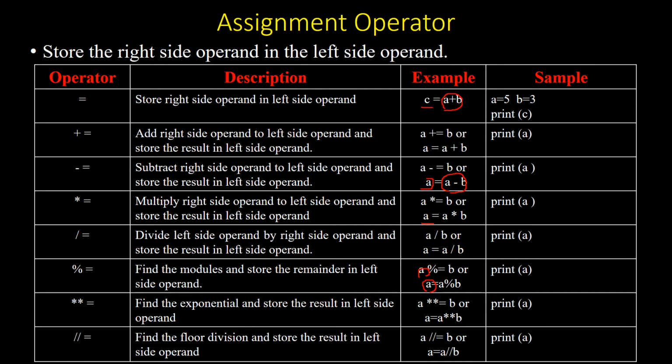Then find the exponential and store the result in the left side operand, that is, a equal to a double star b, and the result value is stored in the a value. Then find the floor division and store the result in the left side operand, that is, a floor division equal to b, or we can say a equal to a floor division b. This result value is stored in the a value.